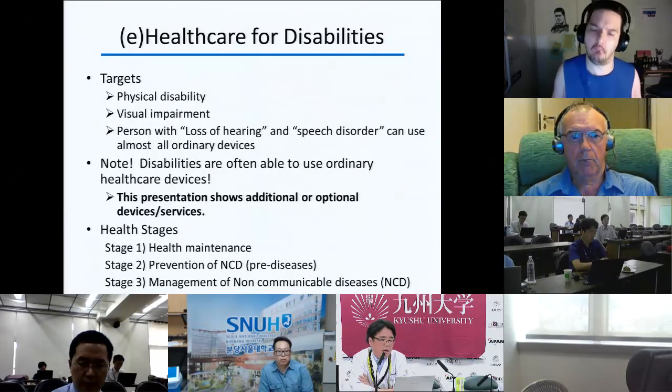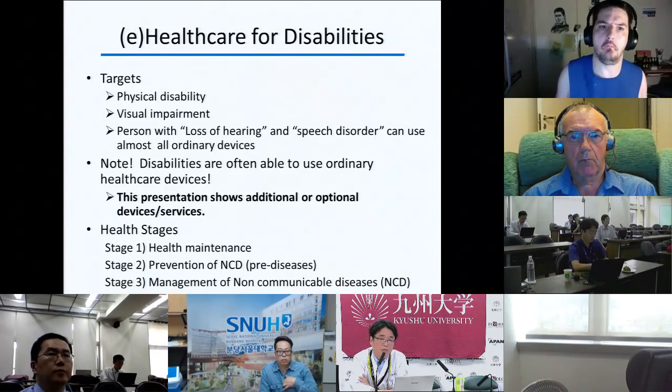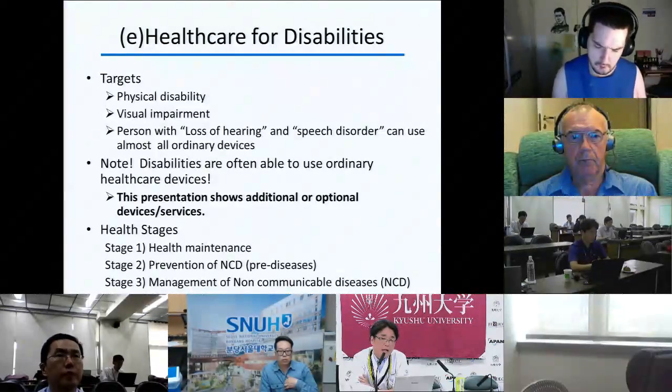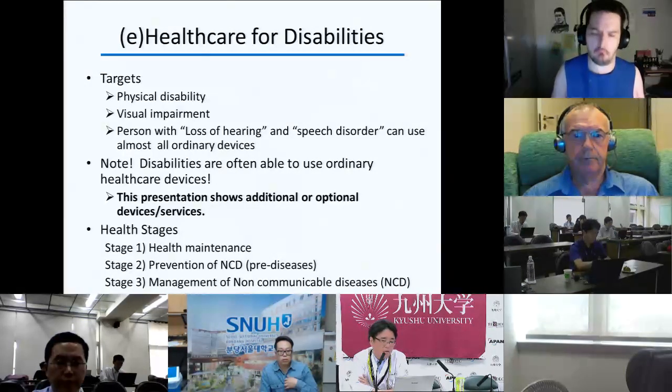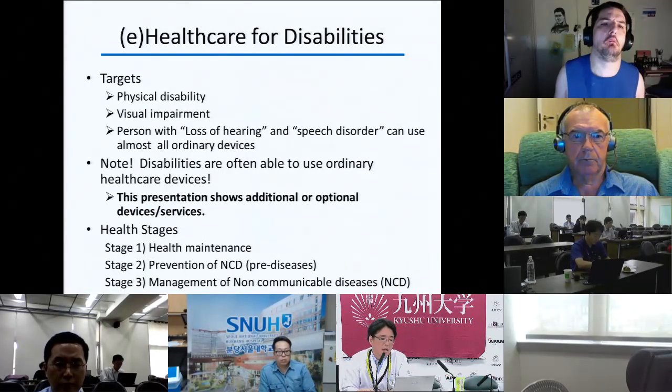Okay? And I want to make a definition of the health stage on these topics. Stage 1 is the health maintenance stage for healthy people. Stage 2 is prevention of NCD. NCD means chronic diseases, for people at slight risk. And the third stage is management of NCD, non-communicable diseases, for the affected people. Okay, stage 1 to stage 3 is our focus.